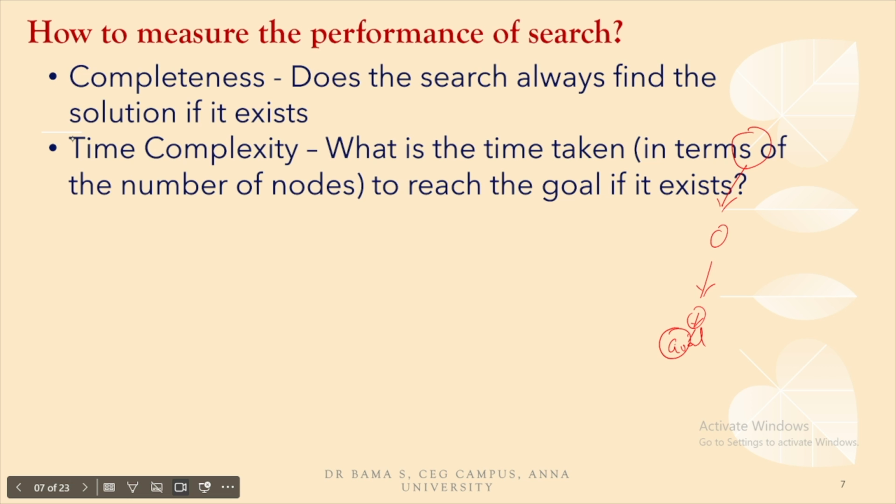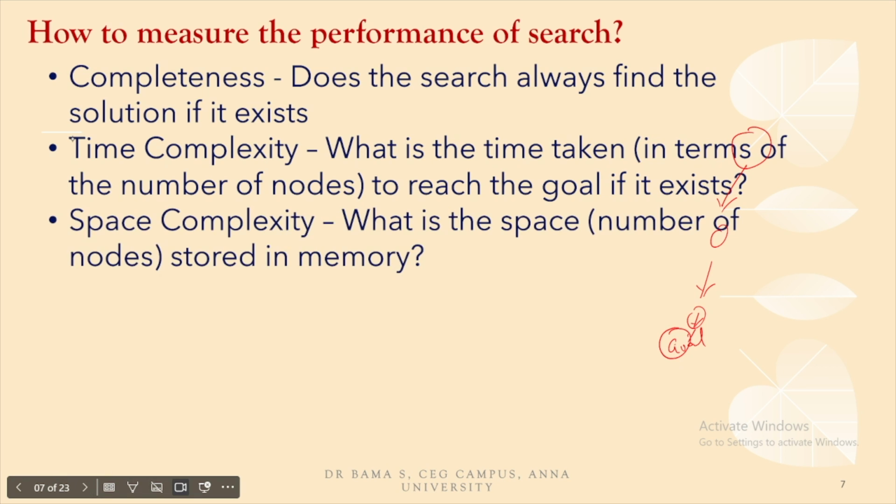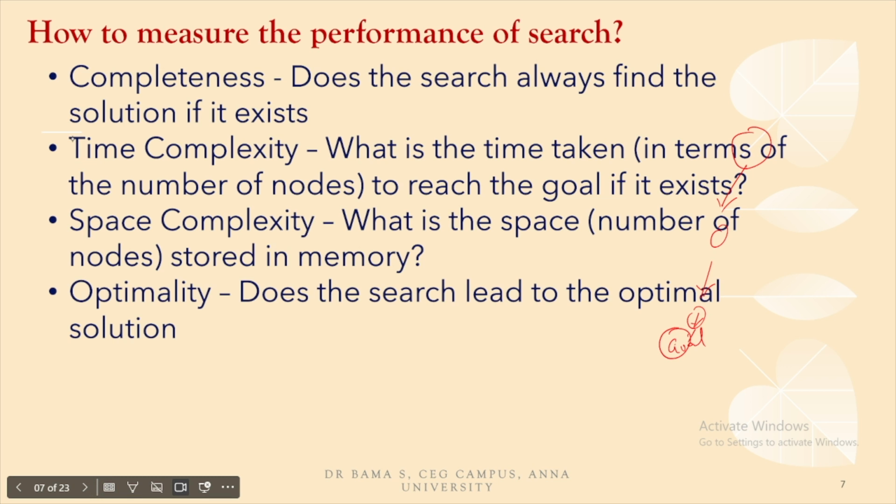The second performance measure is the time complexity. What is the time taken, in terms of nodes, to reach the goal from the initial state? That is the time complexity, and here we are not going to measure it in nanoseconds, picoseconds, hours, minutes or years, but in the order of n, very similar to what you have learned in the algorithms course. Similarly, the space complexity is in terms of how many nodes can be stored in memory during the search technique.